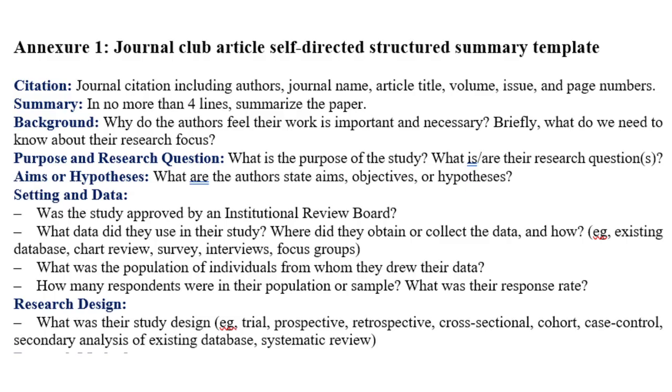Starting from citation, there are many ways to cite an article. Generally, we use Vancouver or Harvard style. Whatever you need to cite that is in front of you, including the author's name, journal name, article title, volume, issue, and the page numbers. Summary of the overall research study in not more than 4 lines.